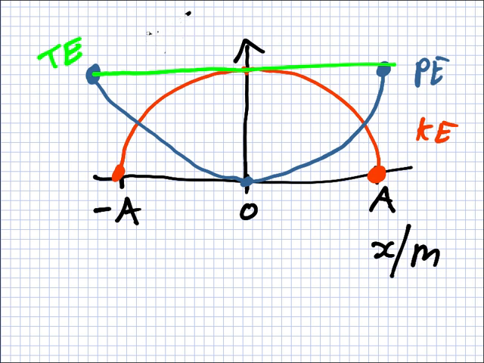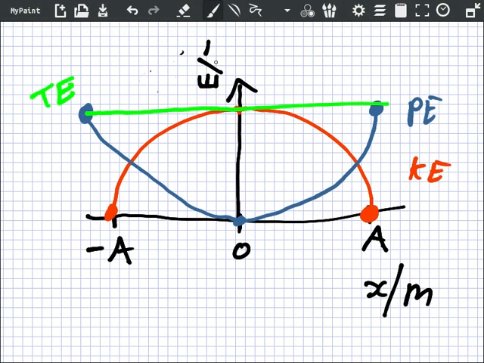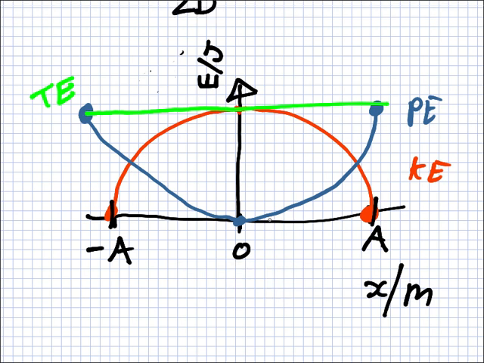What's TE? Total energy, yeah. And this is energy in joules. P is potential. So you add the potential energy and the kinetic energy to give you total energy.